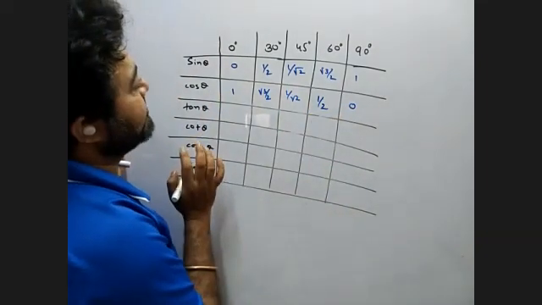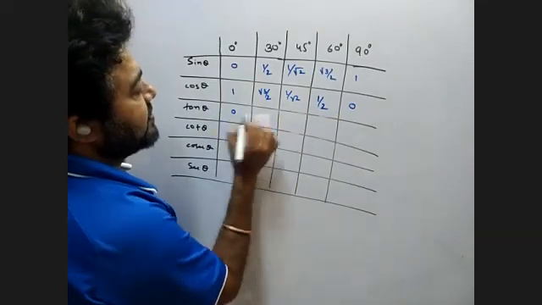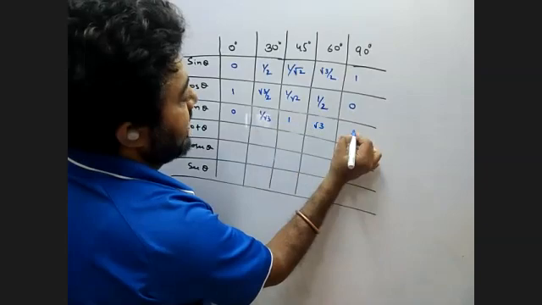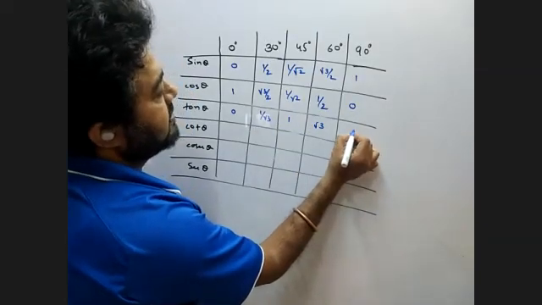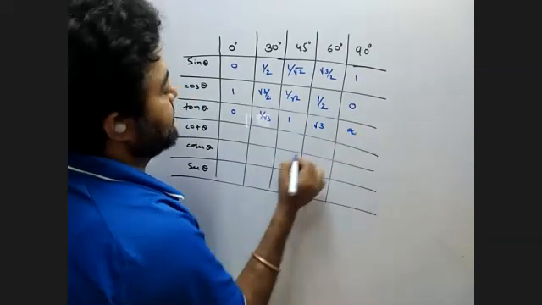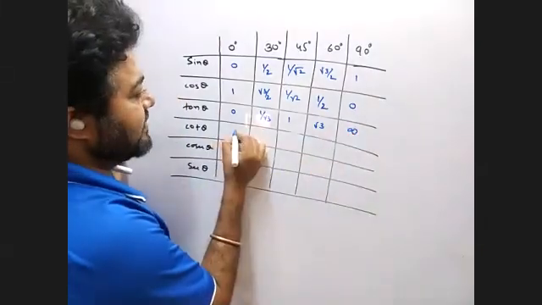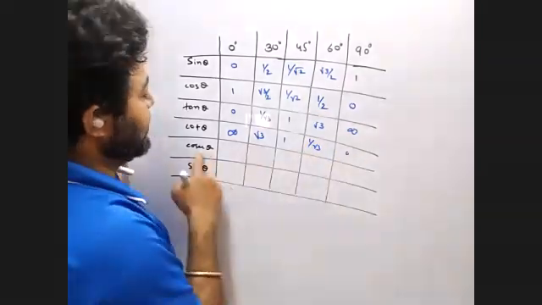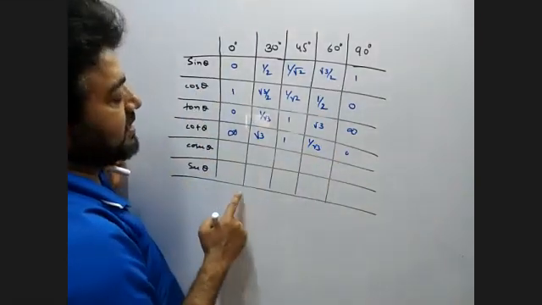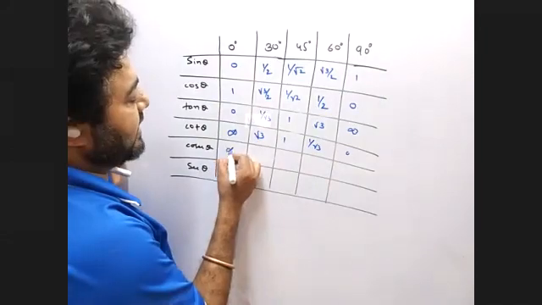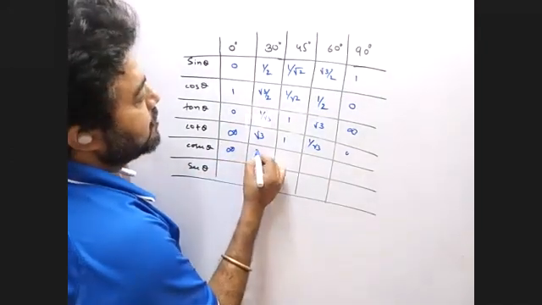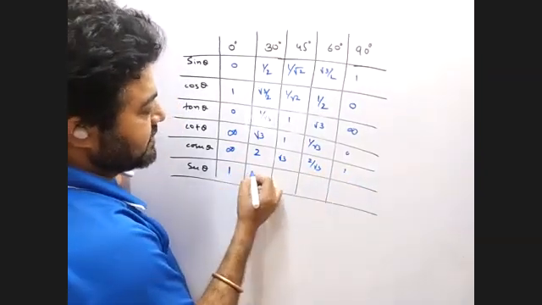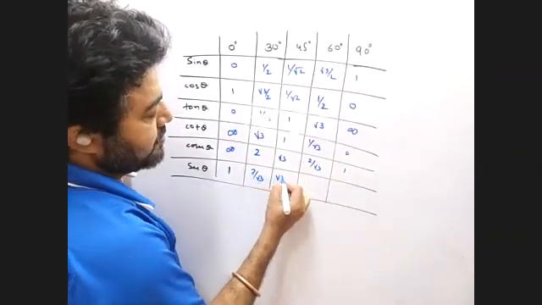Now tan theta is sine theta by cos theta. So what we can say is 0, 1 by root 3, 1, root 3, and this is undefined. Very good. Now again reverse it for cot: infinity, root 3, 1, 1 by root 3, 0. Now cosec is 1 by sine. So 1 by sine at 0 is undefined. Then 2, root 2, 2 by root 3, 1, and then again reverse it for sec: 1, 2 by root 3, root 2, 2, to infinity.